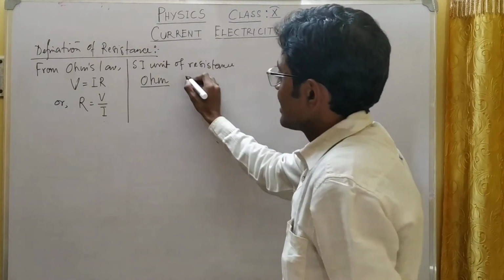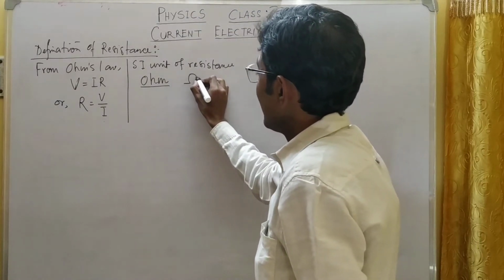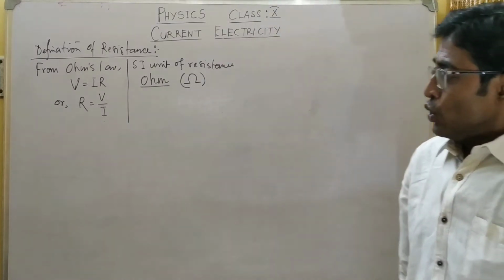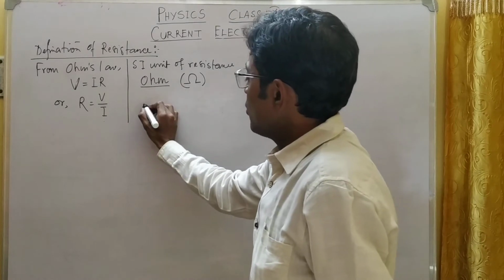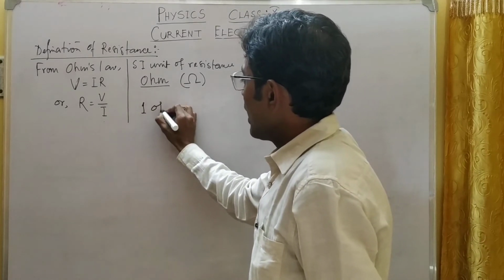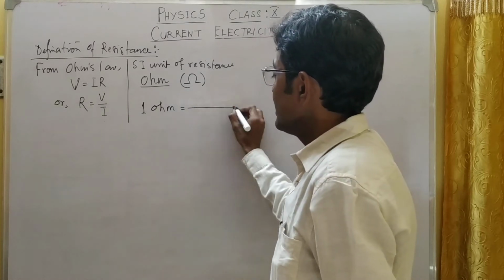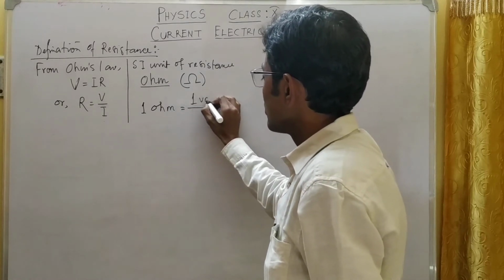Okay, and the symbol for ohm is like this. This is the symbol of ohms. So R equals 1 ohm. So I can write 1 ohm is equal to, what is the unit of potential difference? 1 volt.